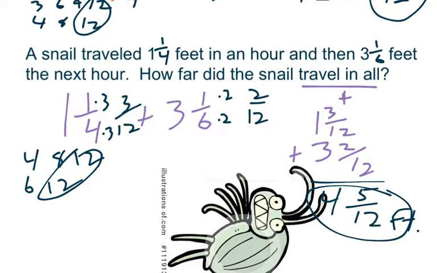Now sometimes when we add, though, we get a numerator that's bigger than the denominator. So we'll do one of those. That's when we get an improper fraction. So let's say we had 6 1/2 plus 2 3/5.